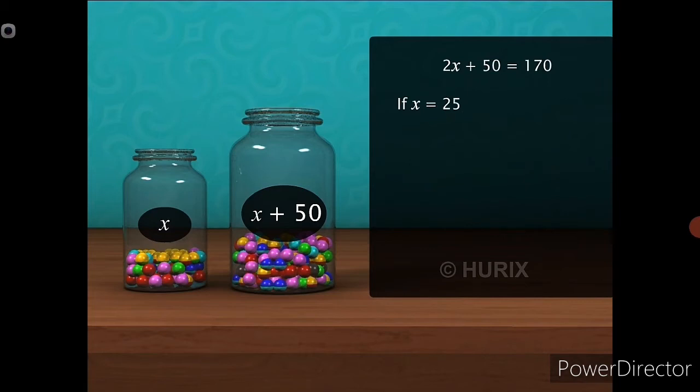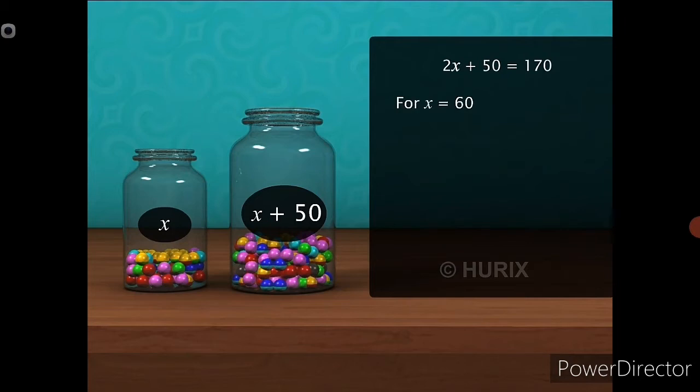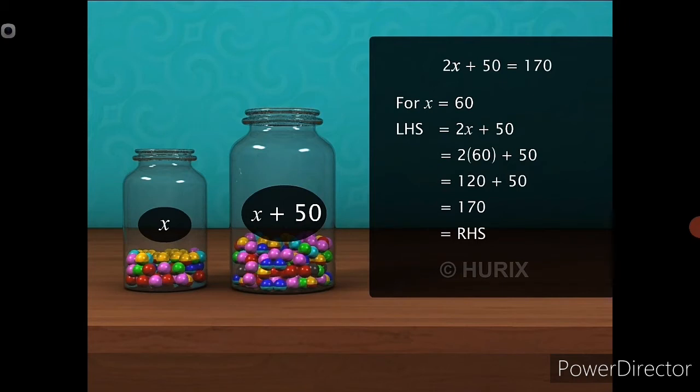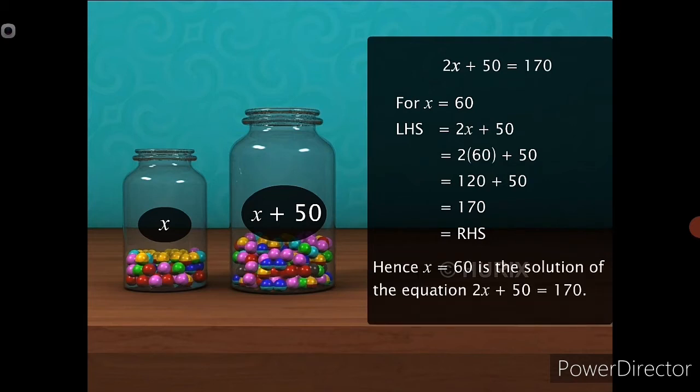What if we take x to be 25? Will the expression on the left satisfy the value on the right-hand side? As you can see, if we substitute x with 25, the equation is not satisfied. That is, the left-hand side does not equal the right-hand side. Next, we take the value of x as 60. The left and right-hand sides of the equation now become equal. Thus, 60 is a finite numerical value of the variable x in this equation. So x is equal to 60 is the solution of this equation.